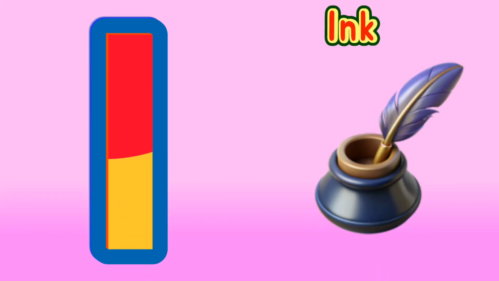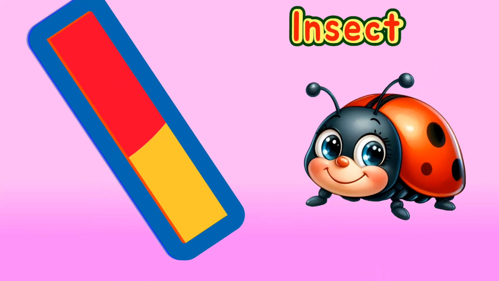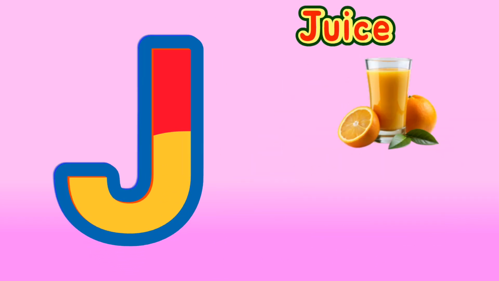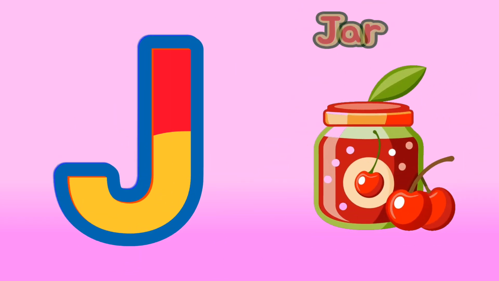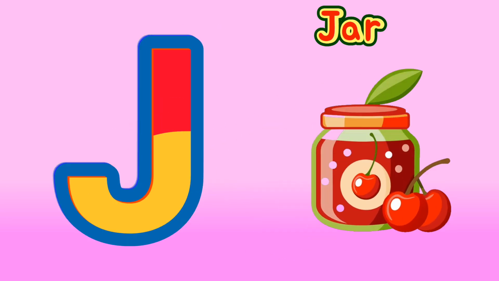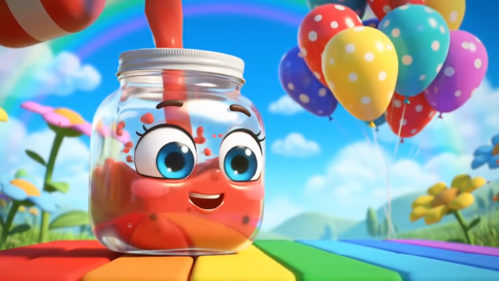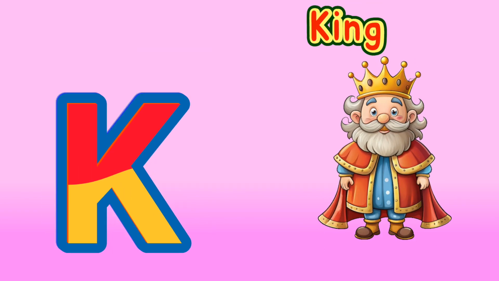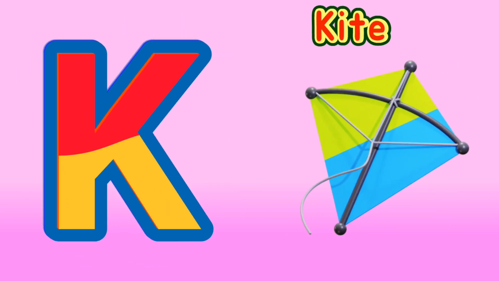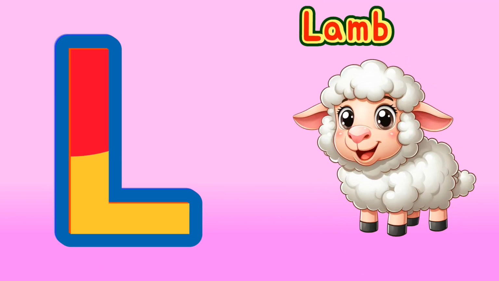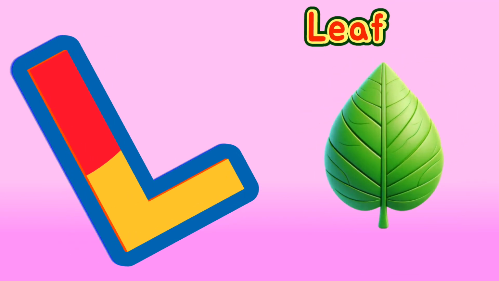I for ink and I for insect. J for juice, J for jar. K for king and K for kite. L for lamp, L for leaf.